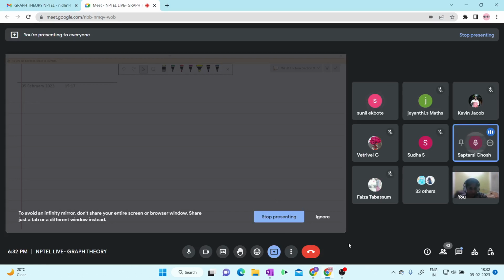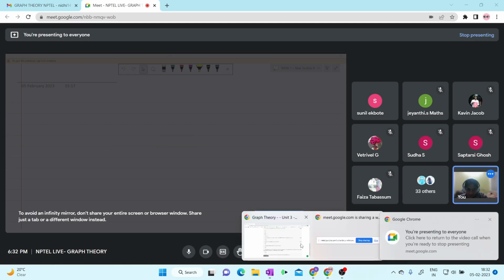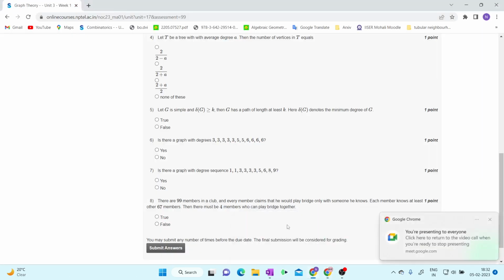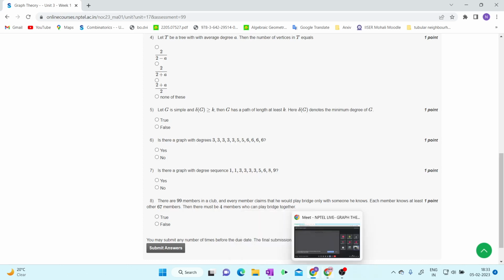Each vertex will have degree at least 67. Then the question is saying that there must be four members who can play bridge together. So that means you have to show that there are four vertices, that is, there is a subgraph of four vertices which is complete.